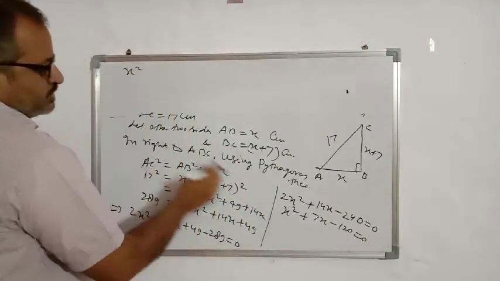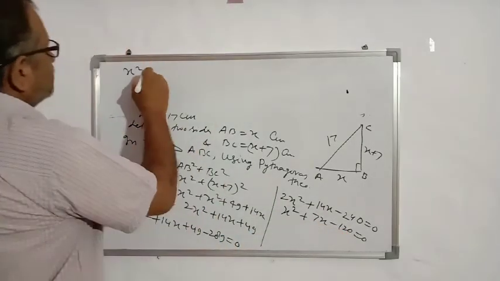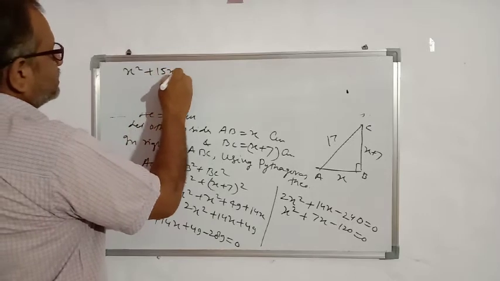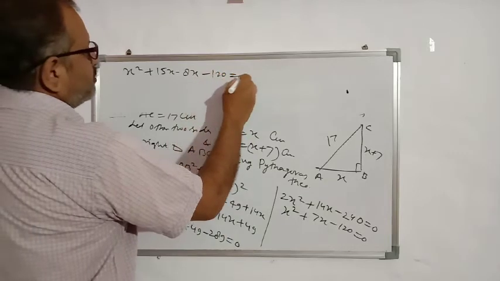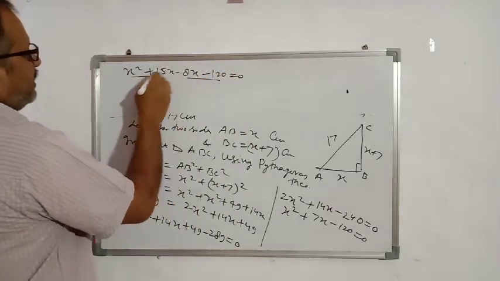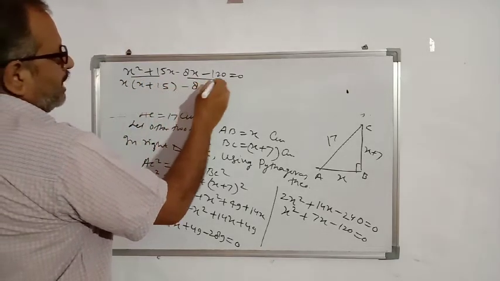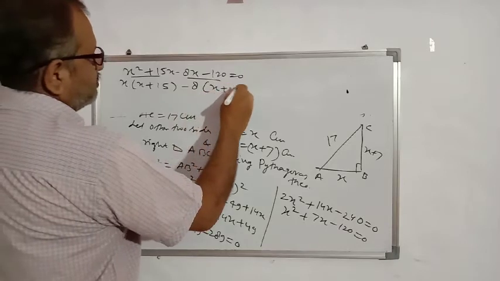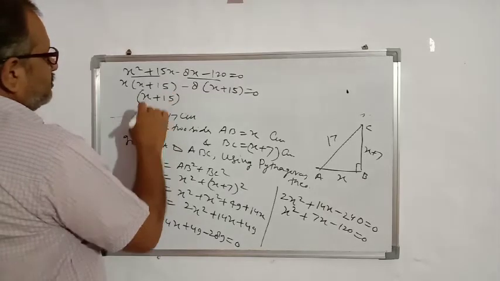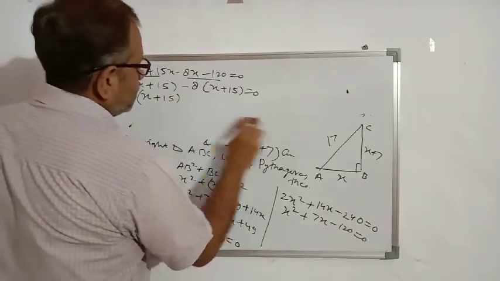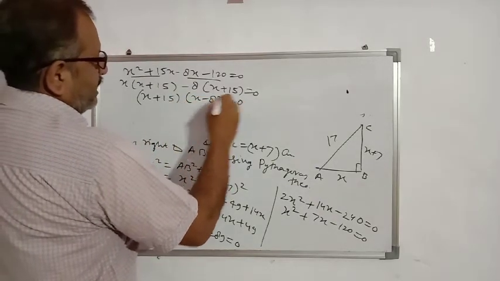So we can write x square plus 15x minus 8x minus 120 is equal to 0, since 15 times 8 is 120 and 15 minus 8 is 7. Make pairs. x is common in the first pair, so x plus 15, and minus 8 is common in the second, so x plus 15 is common in both. In the next bracket, we can write x minus 8 is equal to 0.